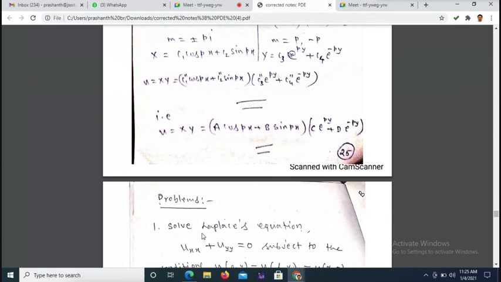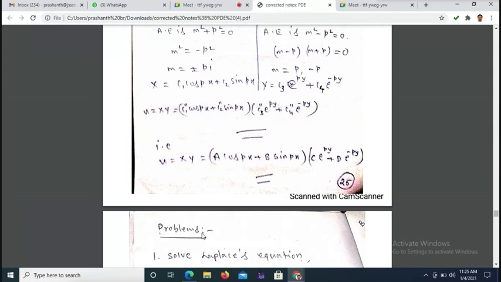Now just observe: in all cases it looks like this: constant into cos, constant into sin, constant into e power py, constant into e power minus py. In all three cases, so I can write generally: a cos px plus b sin px, c into e power py, d into e power minus py. This is the general solution, written from all the cases.